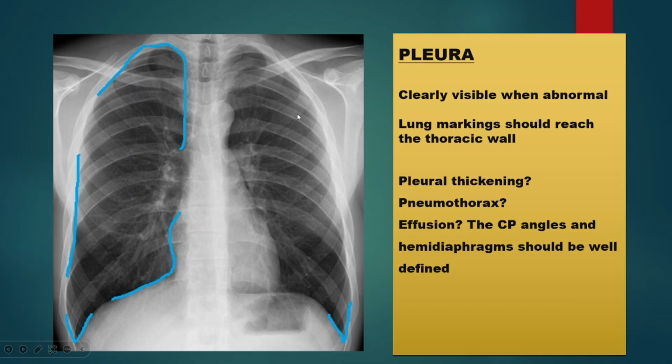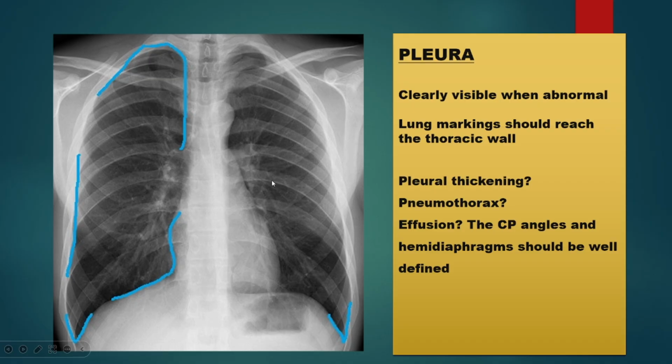Then we will move on to the pleura. Usually the normal pleura is not clearly visible. When it is abnormal, for example, pneumothorax, pleural thickening and effusion, we can see the pleura because of the pathology. Then the costophrenic angles and the diaphragmatic margins are usually clearly seen. These can be obscured by pleural effusion.